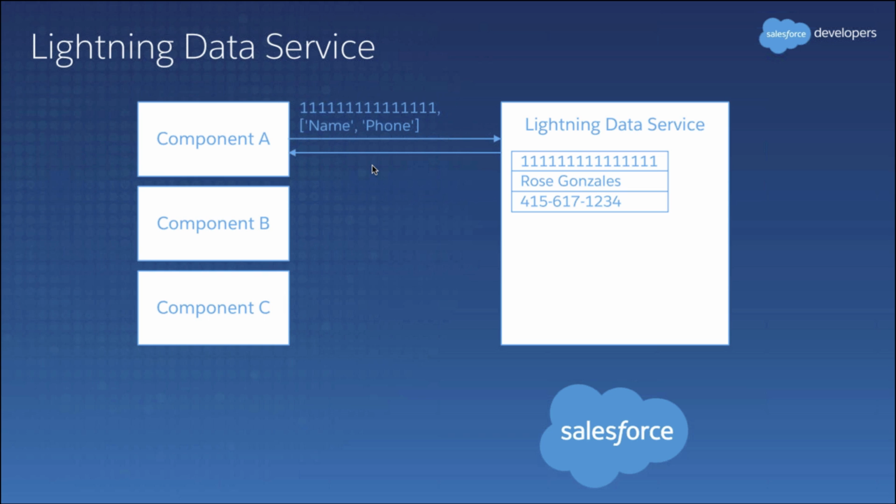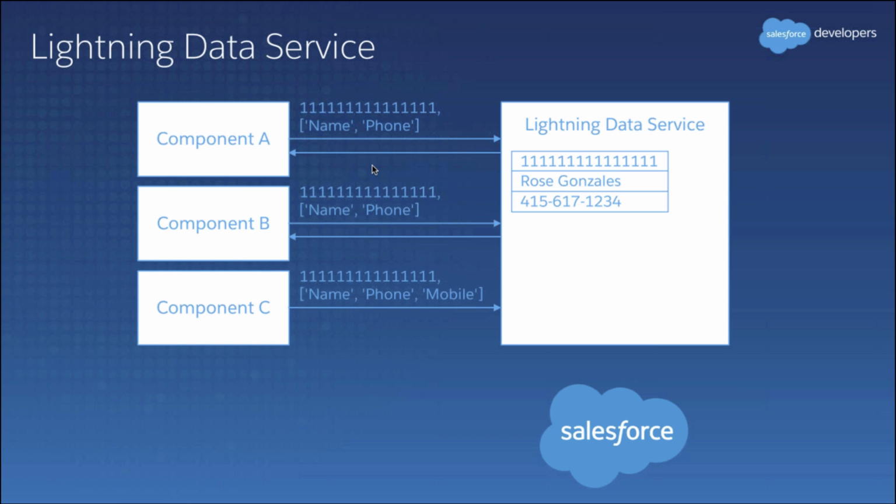Now imagine that component B, maybe on the same page, needs the exact same record. At that point, obviously that record and these fields are already in the cache. So big win again here, because there is no round trip to the server involved. The Lightning Data Service can return that record immediately. And now look at that third component, because that gets a little more interesting. I want the exact same record, but I want an additional field. Maybe in this case, I want the mobile phone number.